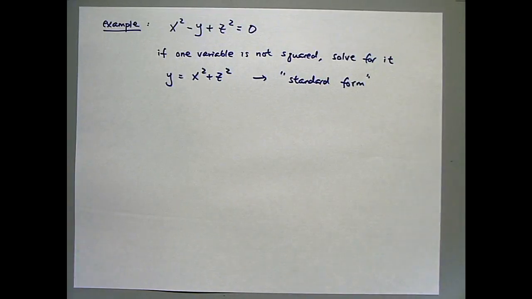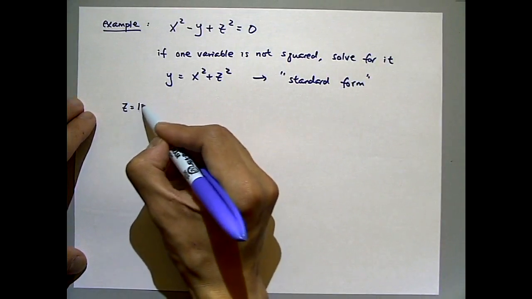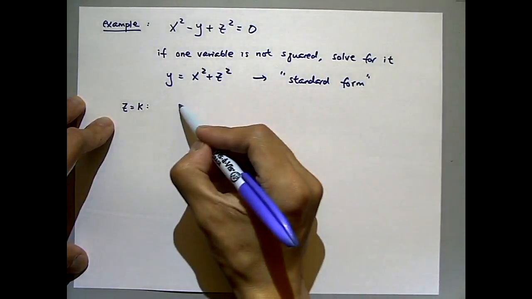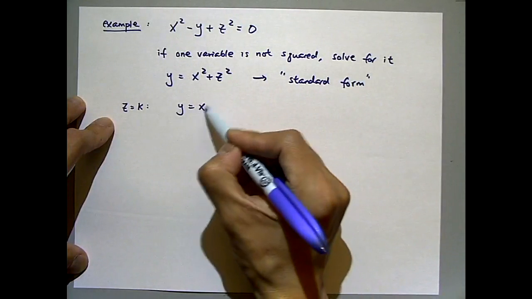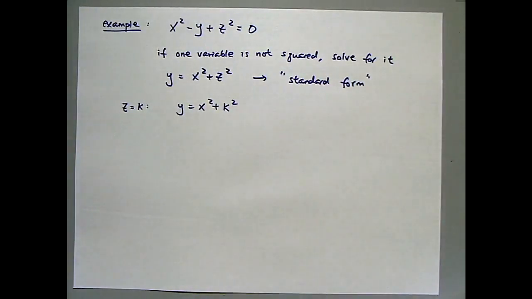Okay, now we do the same thing. Take slices of that again. This will be a little bit easier than the last example. If z is equal to k, some constant k of our choice, we get x squared plus k squared.